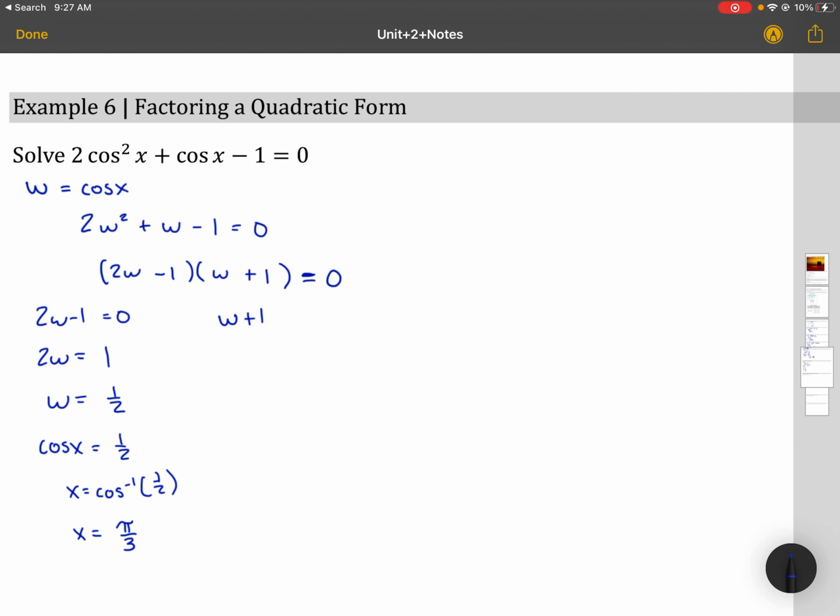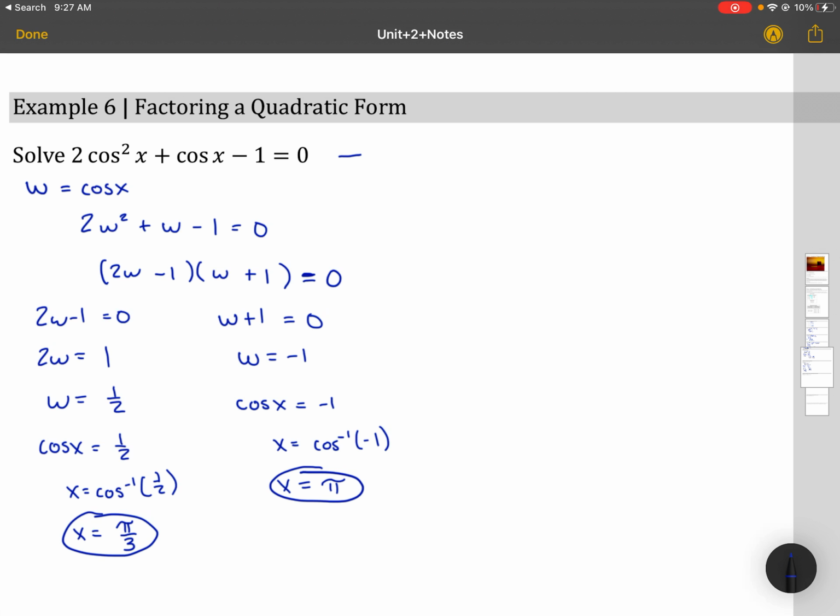The other possibility is w plus 1 equals 0, so w equals negative 1. And remember, again, w was cosine x, so cosine x equals negative 1, x equals cosine inverse of negative 1, and in that case, we're going to get x equals pi. So our two solutions are pi over 3 and pi.